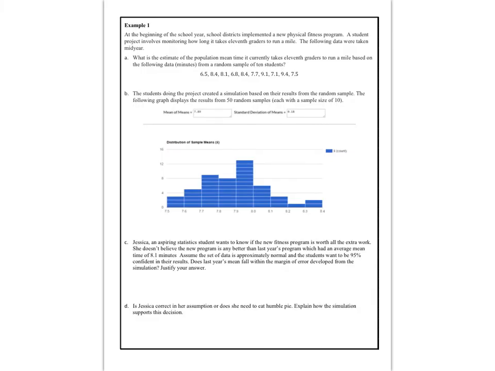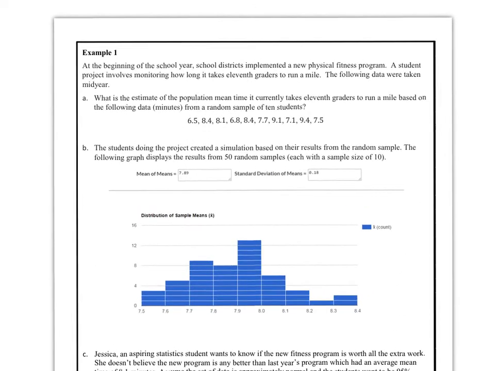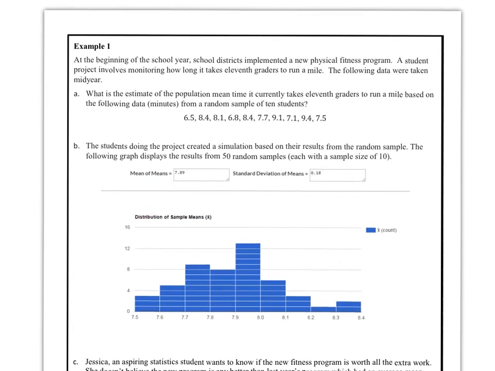So, beginning of the school year, school district implements a new physical fitness program. A student project involves monitoring how long it takes 11th graders to run a mile. The following data were taken mid-year. So what is the estimate of the population mean time it currently takes 11th graders to run a mile based on the following data, minutes, from a random sample of 10 students?